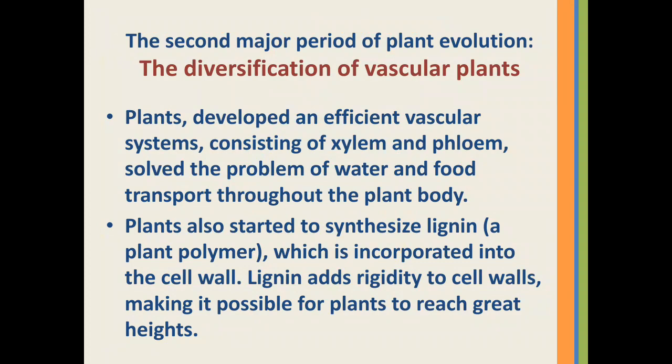The second major period of plant evolution was the diversification of vascular plants. Plants developed an efficient vascular system consisting of xylem and phloem, solving the problem of water and food transport throughout the plant body. Plants also started to synthesize lignin, which is incorporated into the cell wall. Lignin added rigidity to the cell wall, making it possible for plants to reach great heights.